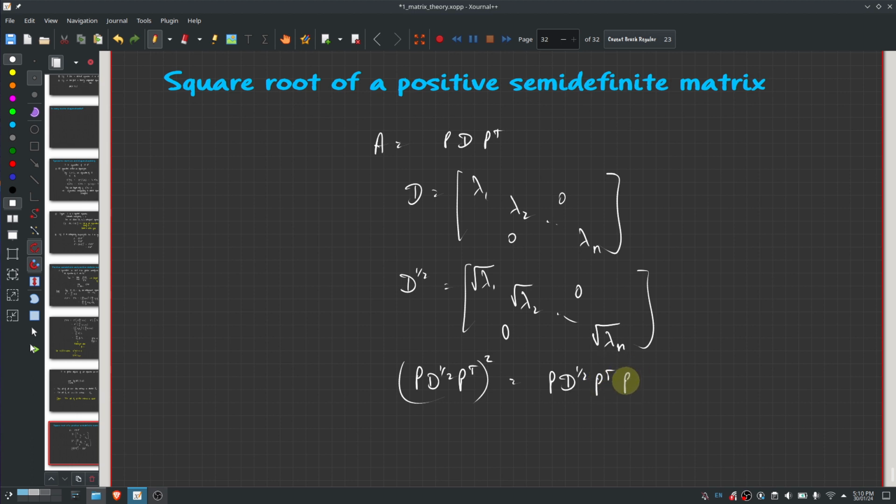P transpose, d to the half, P transpose. But what is this, P d to the half P transpose? What is P transpose P equal to? It is an identity matrix, right? Because P is an orthogonal matrix. So this is equal to P d to the half P transpose.